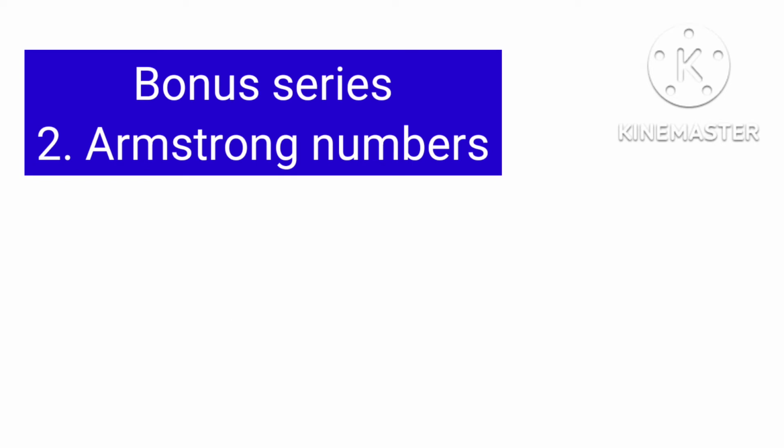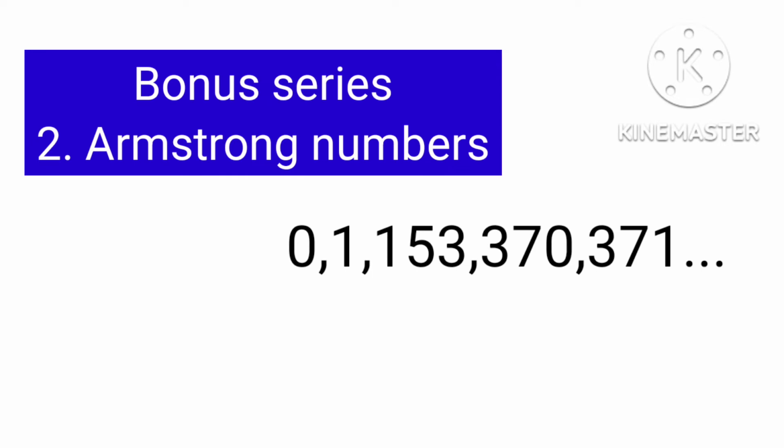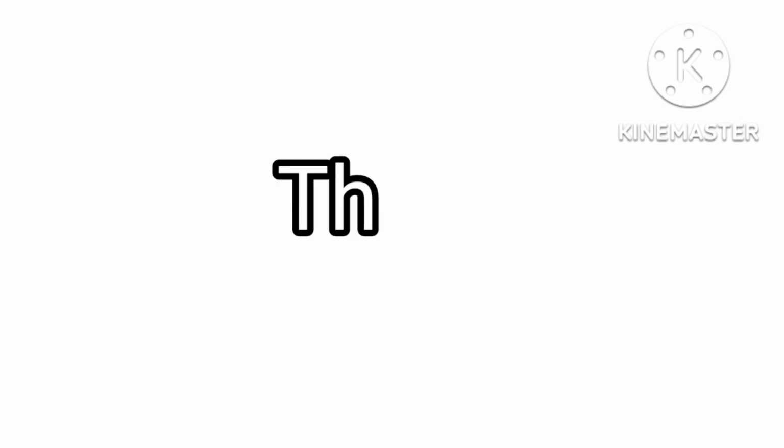Bonus series 2 is Armstrong number. For example, 153. Here number of digits are 3, and we can add the power of number of digits of each digit, like 1 cube plus 5 cube plus 3 cube, that is 1 cube is 1, 5 cube is 125, and 3 cube is 27, and after adding we get 153. Thank you.